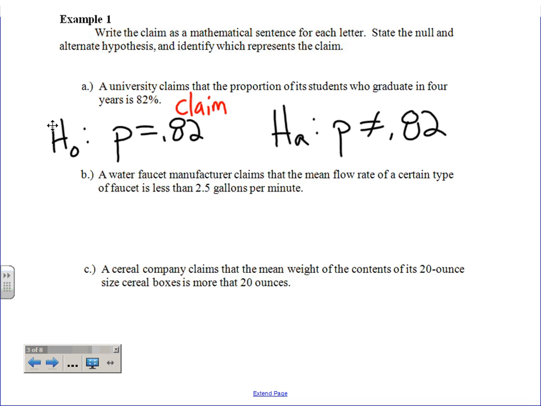Exactly, that's the key. It depends on how you want to word things as to which one actually ends up being the claim. And that's the tricky part that you're going to have to think about when you do these tests. How do I word this so that it works out right? So try B and C, write the null and alternate, and then just state which one is actually the claim.